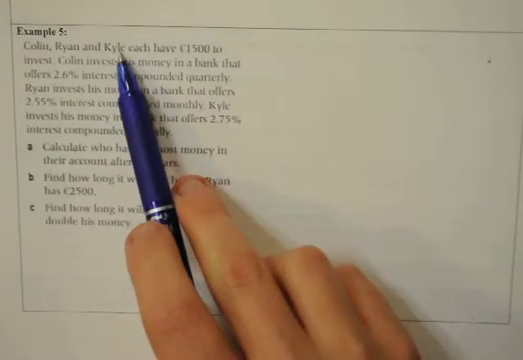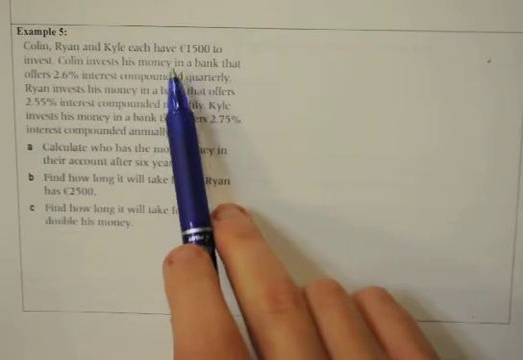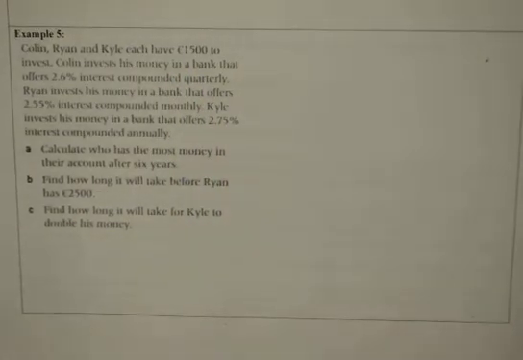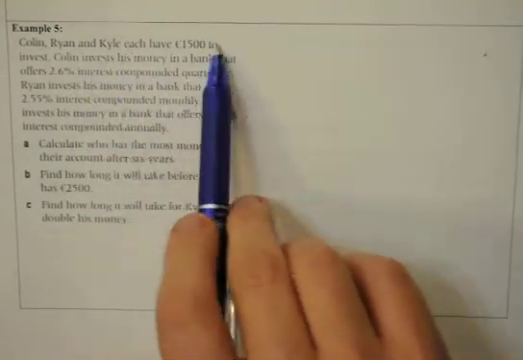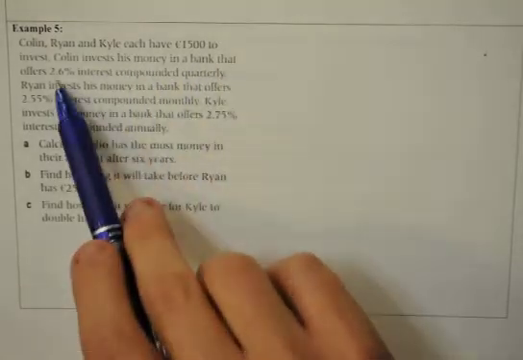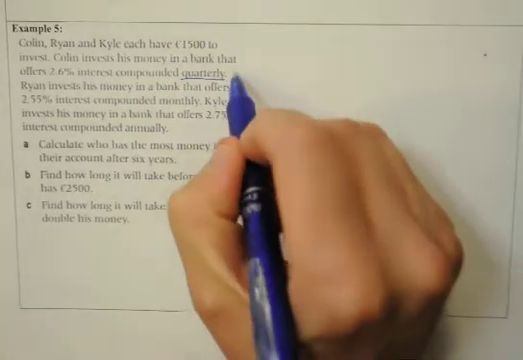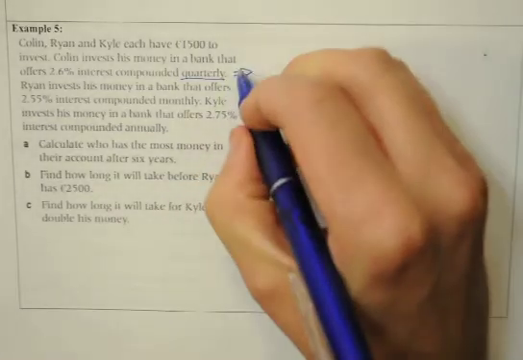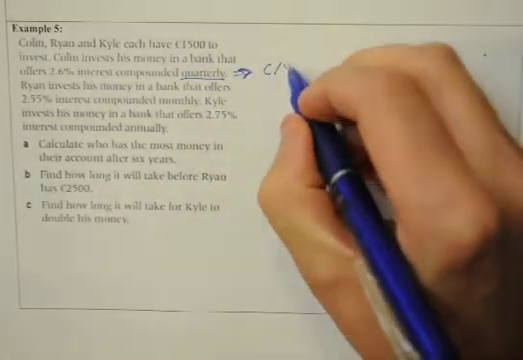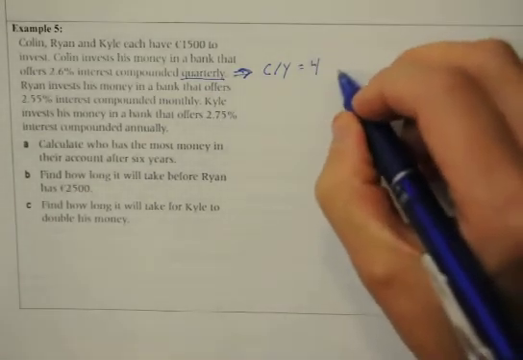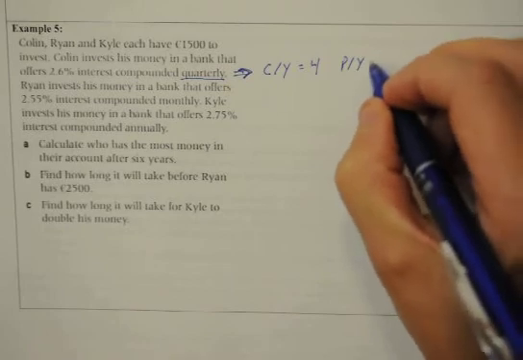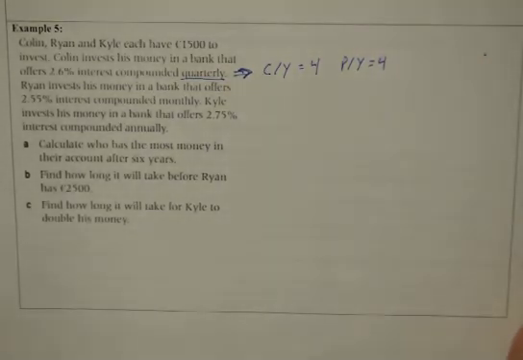Colin, Ryan, and Kyle. How much time do I got? Oof, I'm going to run out of time. I think that's as far as we're going to go. Something to look out for here: 2.6% compounded quarterly. That means compounds per year is 4, and therefore payments per year is also going to be equal to 4.